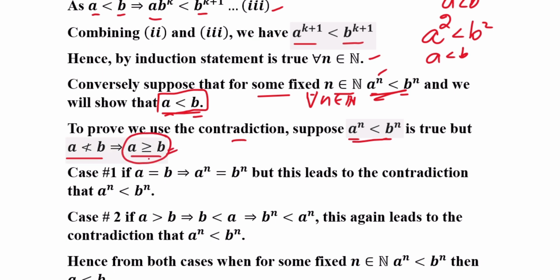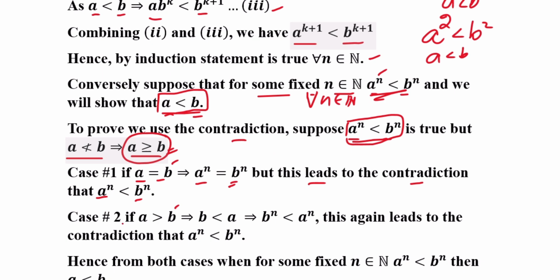A greater than or equal to B means A is greater than B, or A is equal to B. If A is equal to B, then taking power n on both sides, this becomes A raised to power n equal to B raised to power n. But this leads to a contradiction, because we supposed that A raised to power n is less than B raised to power n. This is true only when A is less than B. But if we choose A and B both equal, then by this supposition we cannot prove A raised to power n less than B raised to power n.